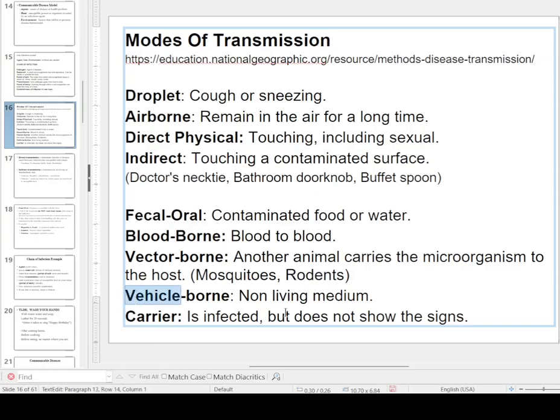Vehicle-borne can be the dirty needle, a dirty hypodermic needle, a doctor's necktie, a bathroom doorknob, or a buffet spoon. A carrier is often meant to mean somebody who is infected but does not show the signs. So there is no way a casual observer can tell this person is infected without a close physical exam and blood tests in the hospital.